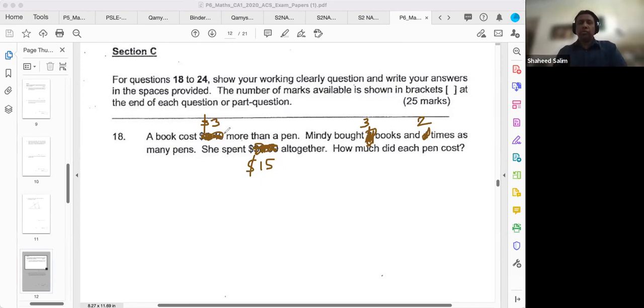You can see, a book costs $3 more than a pen. Minnie bought 3 books and 2 times as many pens. She spent $18 altogether. Oh, sorry. Wrong number. Hold on. Just a moment.